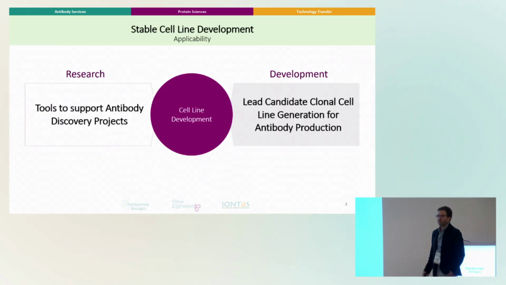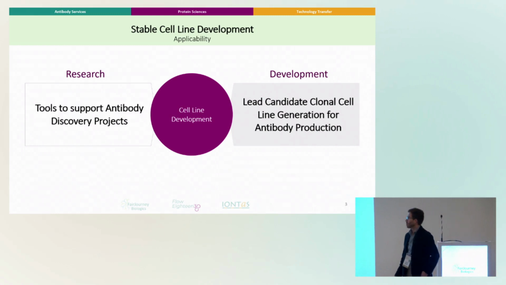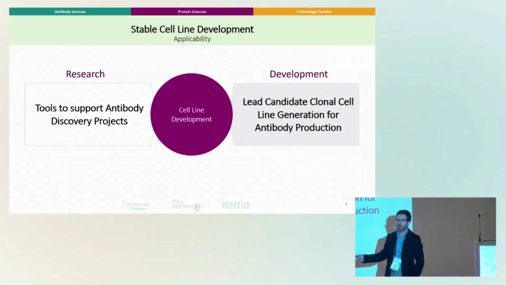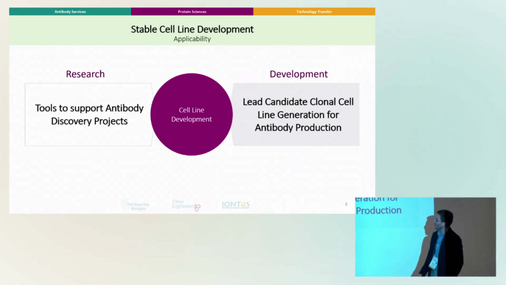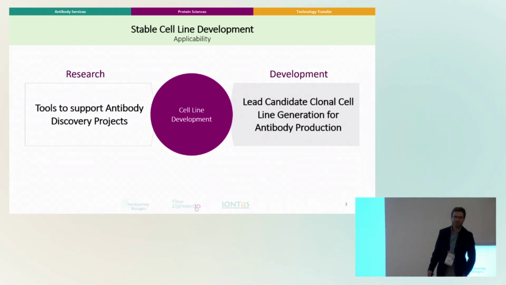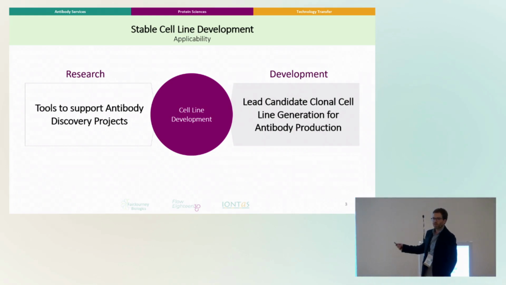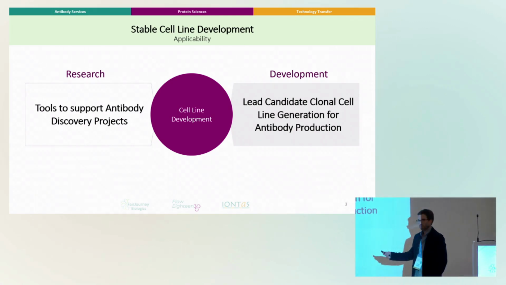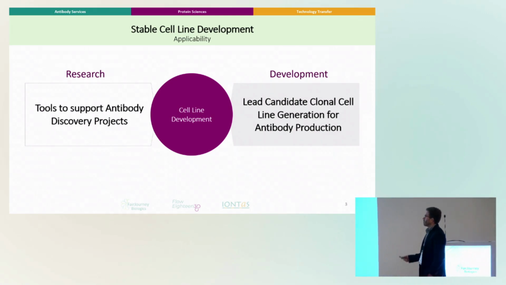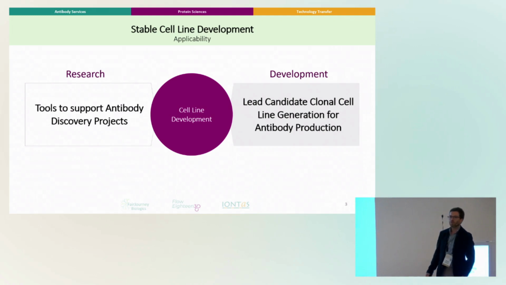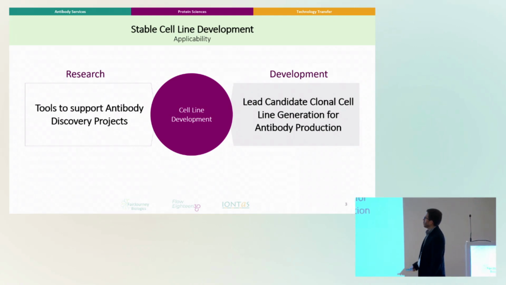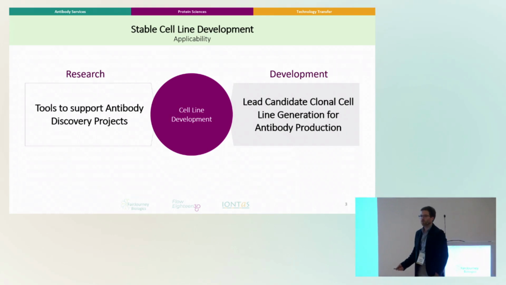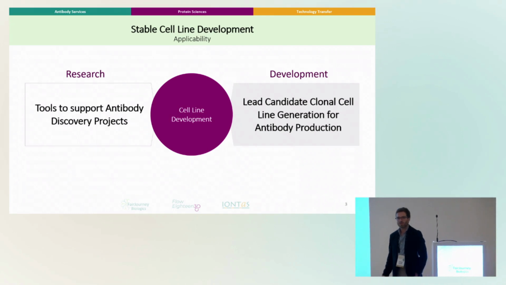So the cell line development will mainly focus on two branches. The first one will be research related, to be able to generate tools that can support antibody discovery projects. The second one will be to generate stable cell lines that are able to produce your lead candidate antibody that you can further take on for other CMC projects. I will talk a little bit about each of these branches and how the procedure is being set up at this moment at the company. And we hope that in the future they can be used by you as a service and included in your pipeline.